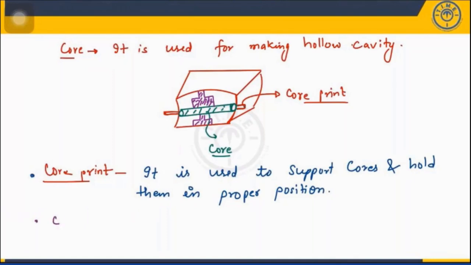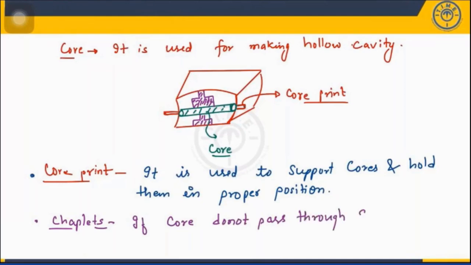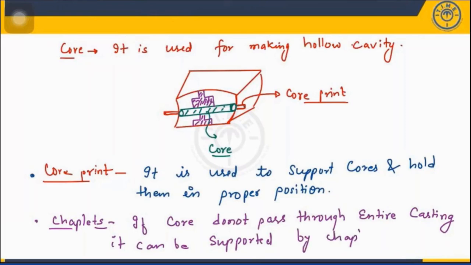Now, the third key point I'm going to discuss is called chaplets. What is a chaplet? If the core does not pass through the entire casting, it can be supported by the chaplet. That means if the core does not pass through the entire casting, then you will use the chaplet, and during that time, it will support the core.